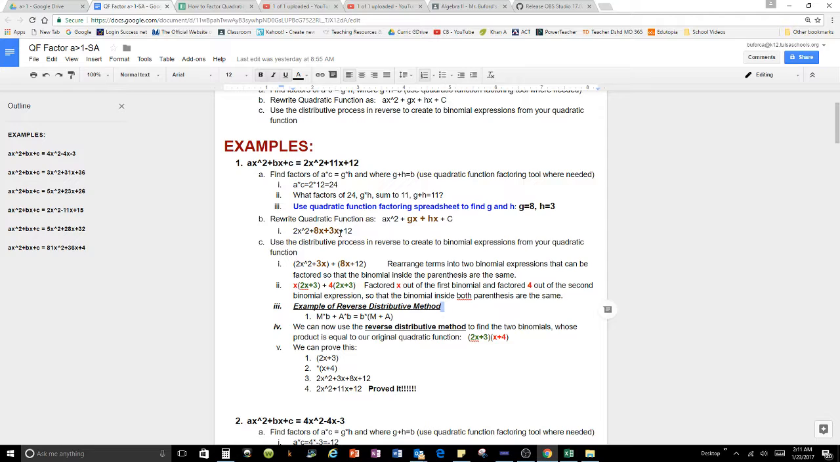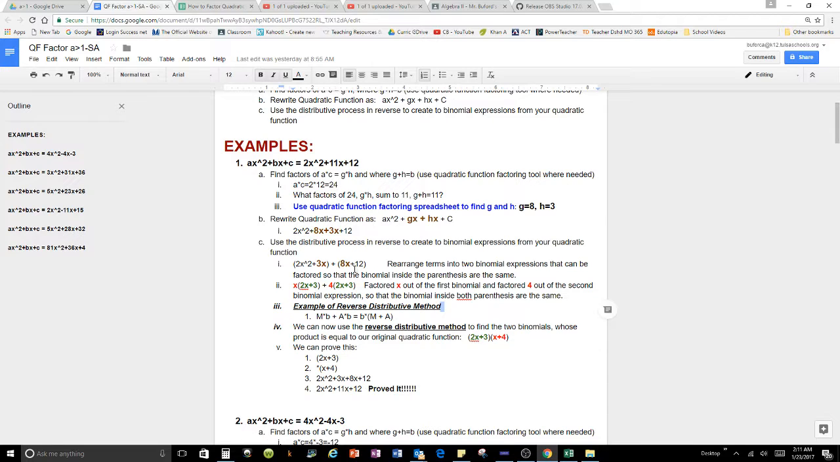The decision was to group the 3x with the 2x squared and the 8x with the 12, because we would be able to pull something out of each of these, so that when we pulled it out, what's left behind in the parentheses would be the same. So for example, if we had decided to keep the 3x with 12 and had the 8x with the 2x squared, and if we found that when we tried to pull something out of them, what was remaining was not the same, then we would have had to just go back and switch.